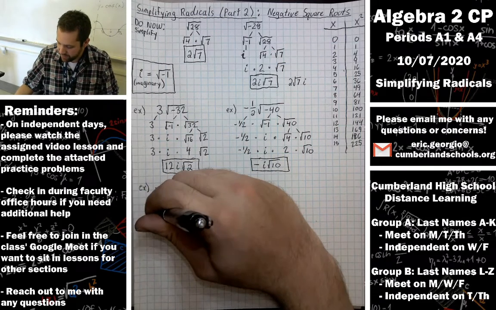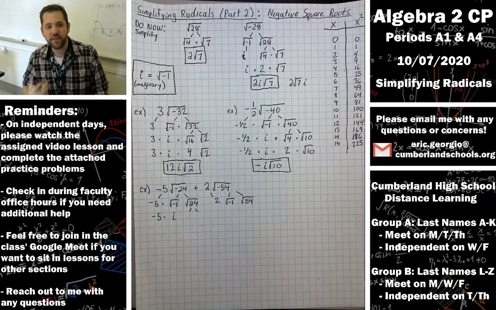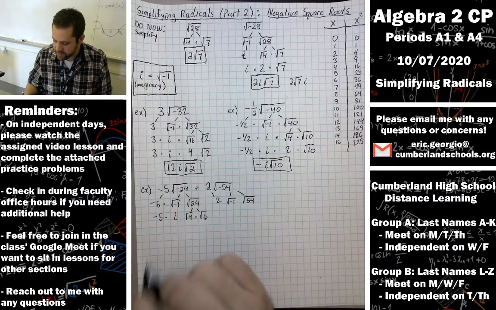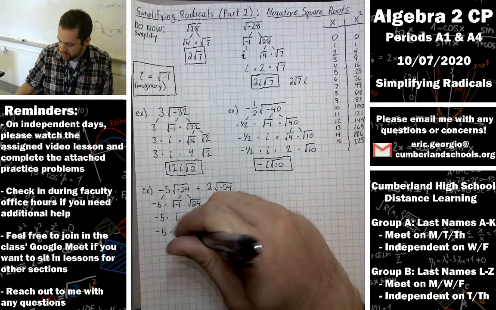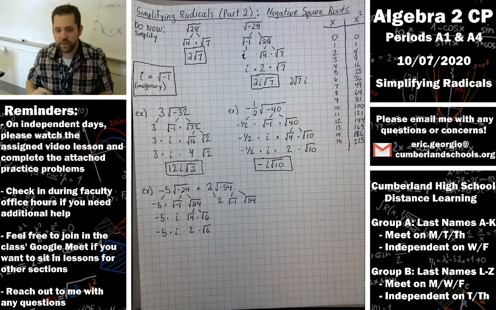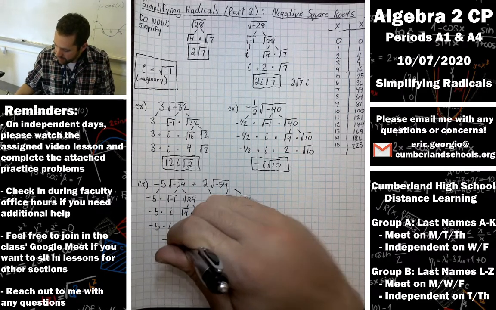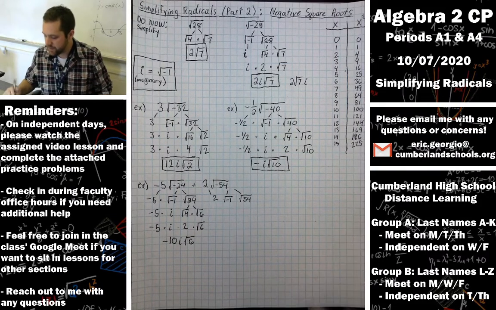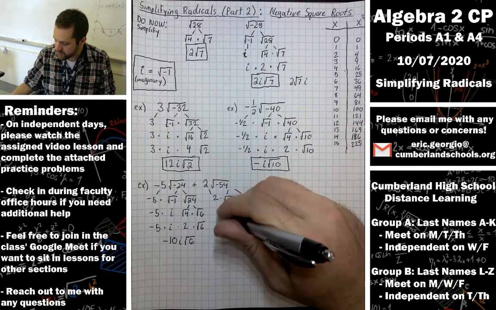I have negative 5 times the square root of negative 1 is i. The square root of 24, what's the biggest perfect square factor? That's 4 times 6. Just to finish up this first term here, I'm going to get negative 5 times i times 2, the square root of 4 is 2, times the square root of 6. And then putting it all together, I have negative 5 times 2 is negative 10, i square root of 6. All right, let's focus on the second term now. I have 2 times the square root of negative 1 times the square root of 54.